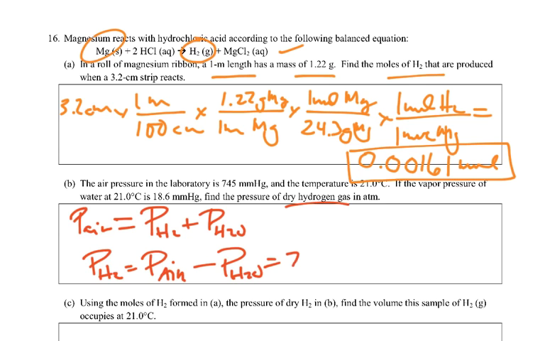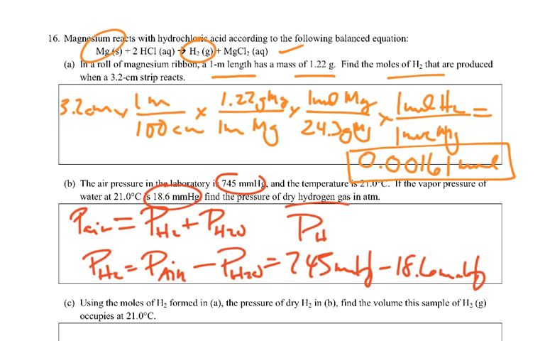Okay, so that's going to be 745 millimeters of mercury minus 18.6 millimeters of mercury. They're telling us all the numbers we need, and that answer comes out to be 726.4 millimeters of mercury. That's just a subtraction problem.